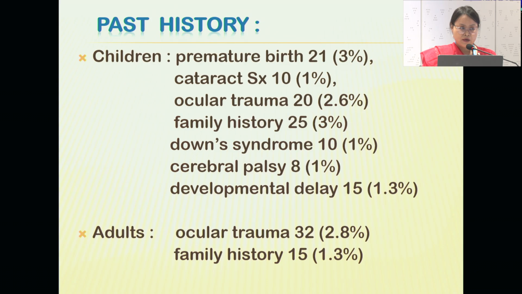Significant past history in children: premature birth was present in 3%, previous cataract surgery in 1%, ocular trauma in 2.6%, family history of strabismus in 3%, and some other syndromes. In adults, ocular trauma history was found in 2.8%, and family history of strabismus was found in 1.3%.